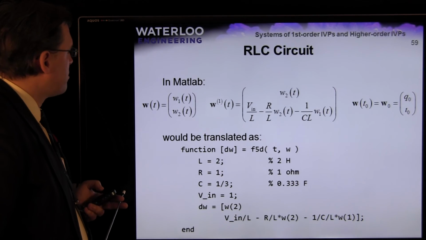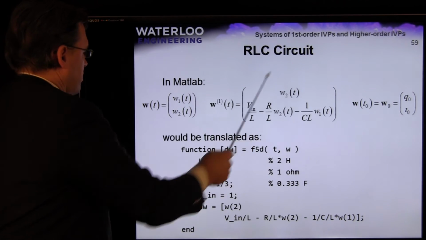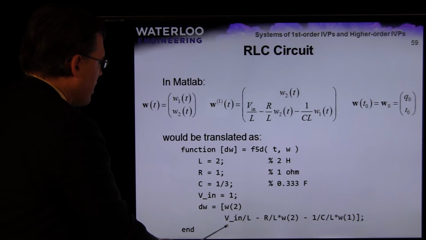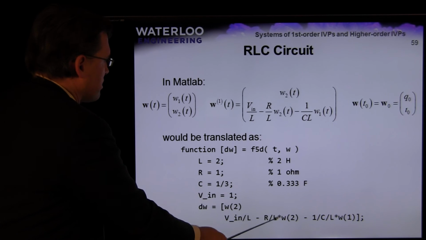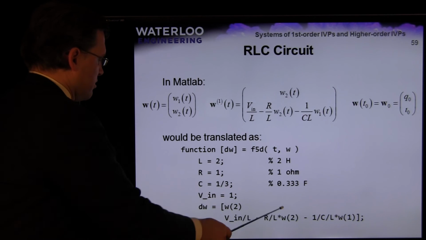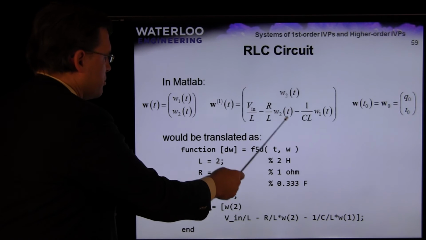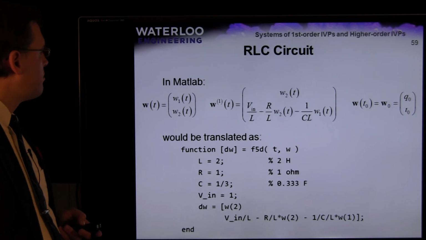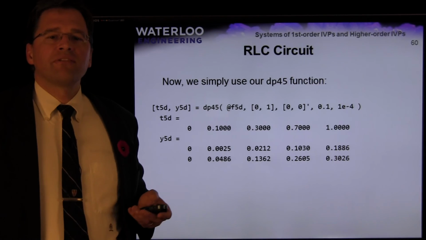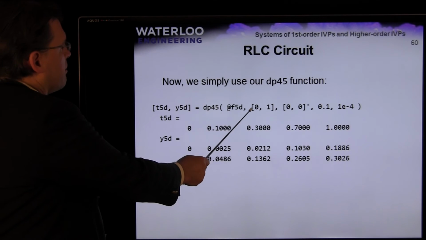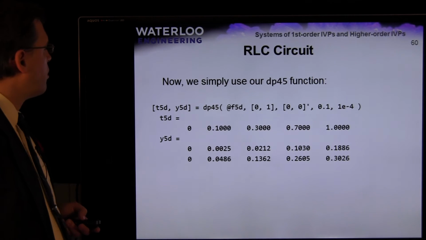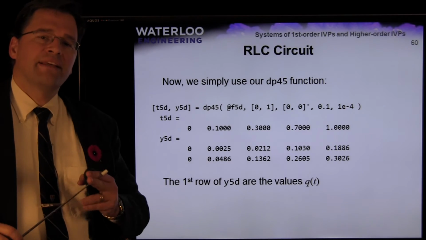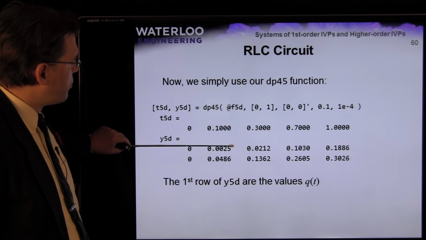All right, so in Matlab, we can rewrite this as here's our constants, here's W2 as expected, and again, here we have our input voltage minus the resistance over the inductance times W2 minus 1 over the capacitance and the inductance times W1. And now we can use dp4/5 again as expected. Going from time t equals 0 to 1, we get about 4 steps. In this case, the first row gives you the charge.